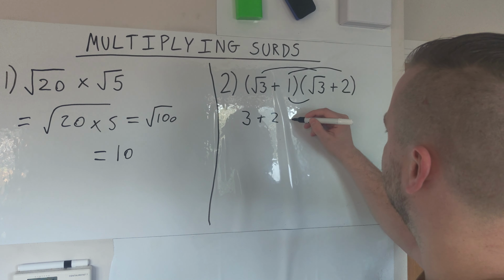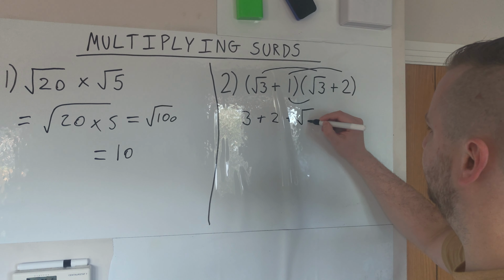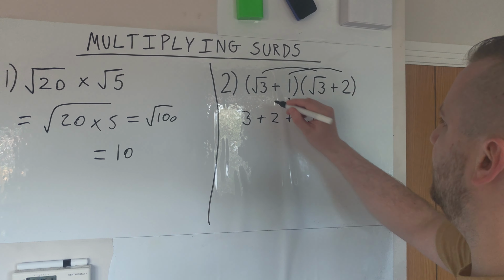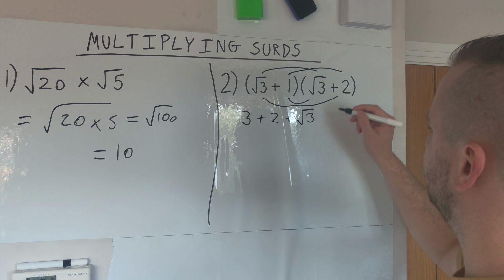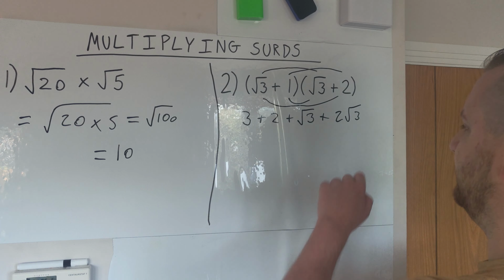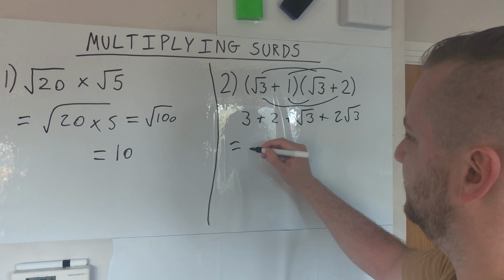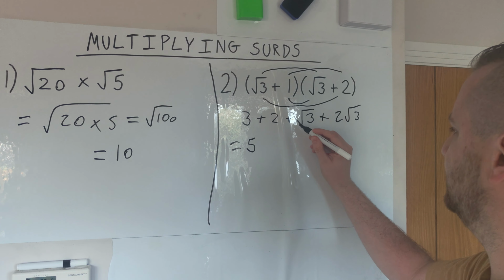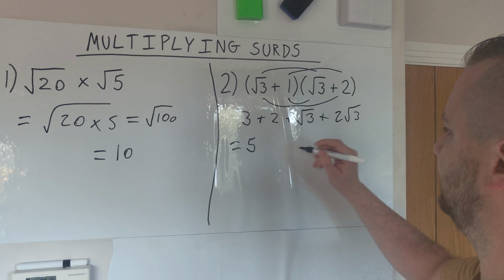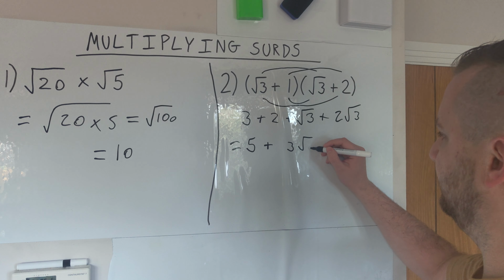And then 1 times the square root of 3 is equal to plus the square root of 3, because we've got one lot of them, and then we have 2 more actually. So we have plus 2 times the square root of 3. So 3 and 2 add quite nicely together to give us 5, and then the square root of 3 plus 2 times the square root of 3 is going to be 3 lots of the square root of 3.